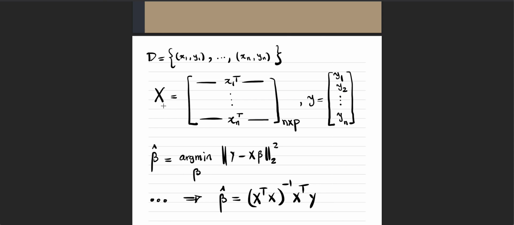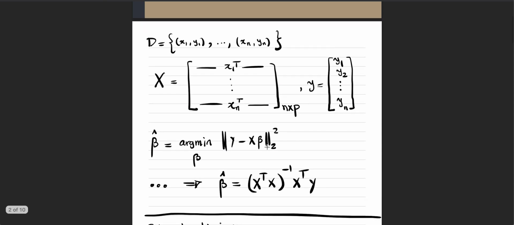And we have our design matrix, which consists of all these rows. Each row is one observation, and then we have the responses, 1 to n, and we talked about this a lot. We want to estimate the coefficients, and we minimize the residual sum of squares, and if you do the math, this is what we get. This is our beta hat. This is the linear regression coefficients we get.